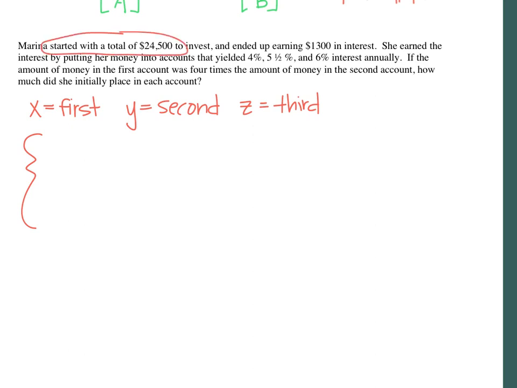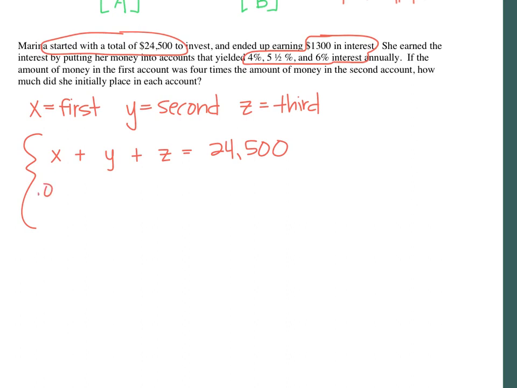She started with a total. All right, that's important. So her first, second, and third accounts all combined had that as a total. So that's just straight out x + y + z = $24,500 she had to invest. Then she earned interest. Now this $1,300 interest is going to match up with the interest numbers that are listed next. So we set that up this way.